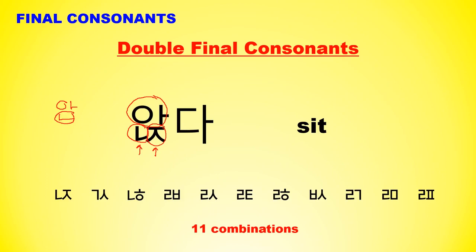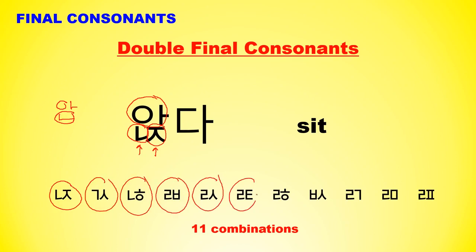Also, there's another point that I need all of you to remember, is that there are only 11 combinations of double final consonants, and they're all shown in this slide. 1, 2, 3, 4, 5, 6, 7, 8, 9, 10, 11. Any other combinations outside these 11 combinations do not exist in the Korean language, so do not make up double final consonants on your own.